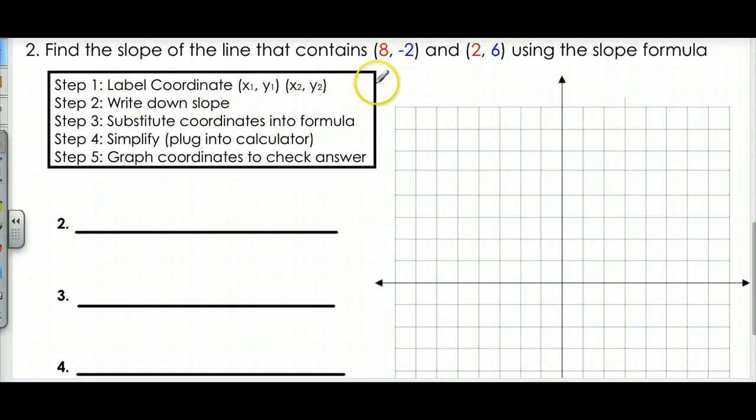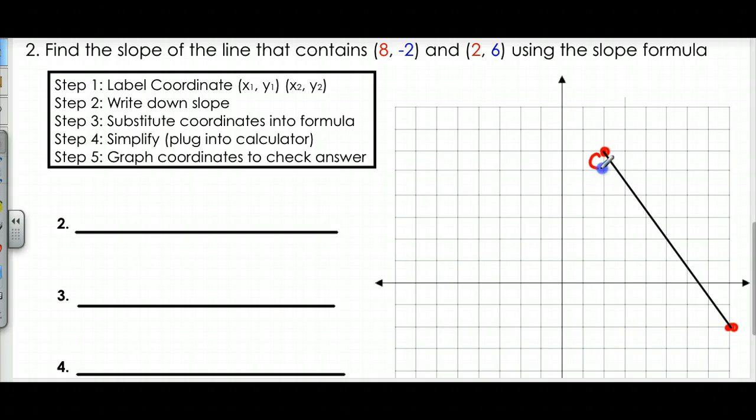All right, let's try it one more time. So we want to find the slope of a line that contains the points (8, -2) and (2, 6). This time, instead of doing the slope formula, I'm just going to plot the points and see if I can find the slope. So our first point is (8, -2): 1, 2, 3, 4, 5, 6, 7, 8, negative 2. And our second point is (2, 6): 1, 2, 3, 4, 5, 6.